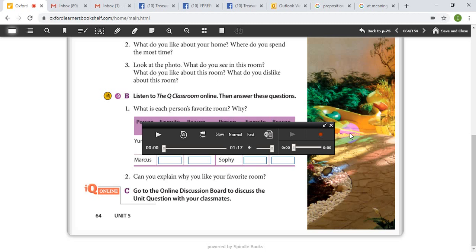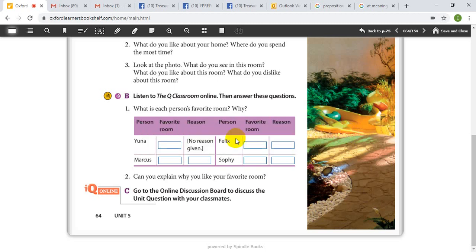All right, so now I'm going to show you the answers. And for this, if you want to listen to this audio again, you all know that you can go online to the iqspecialedition.com and you can listen to the audio again. So now I'm going to show you the answers to these questions, which room each person says is their favorite room and why.